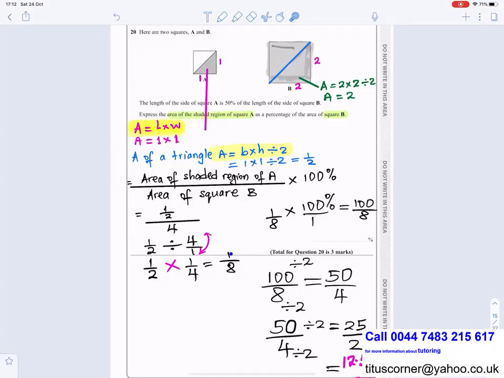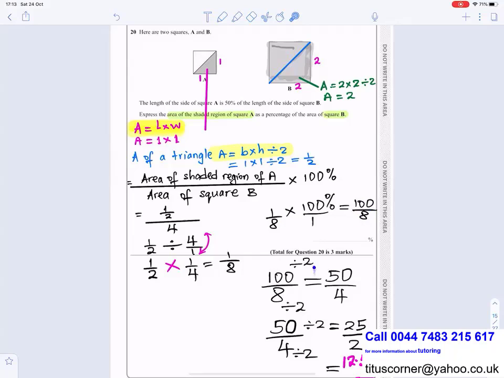1 times 1 is 1. 2 times 4 is 8. So it's 1/8. We want to change it to a percentage. 1/8 times 100%. So it's like 100 divided by 8.